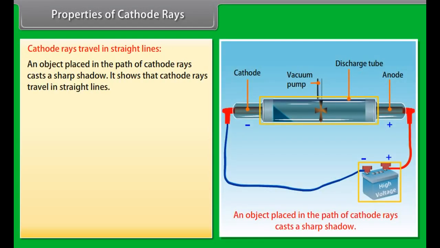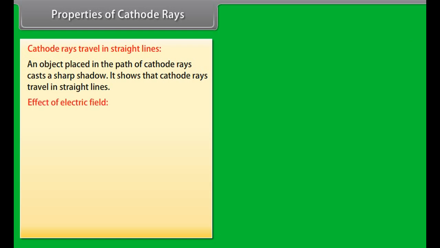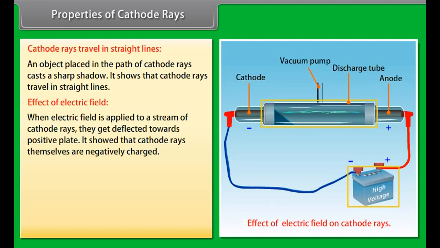An object placed in the path of cathode rays casts a sharp shadow. It shows that cathode rays travel in a straight line. Effect of electric field. When an electric field is applied to a stream of cathode rays, they get deflected towards the positive plate. It showed that cathode rays themselves are negatively charged.